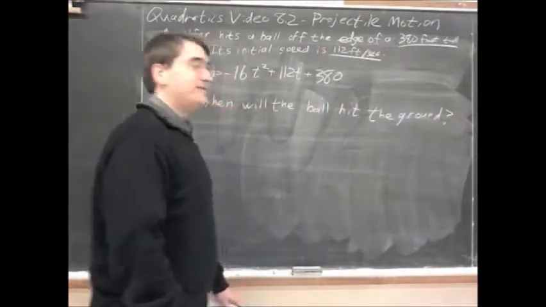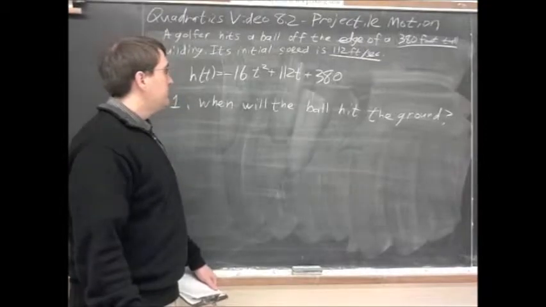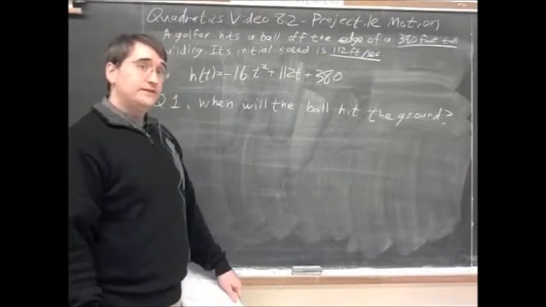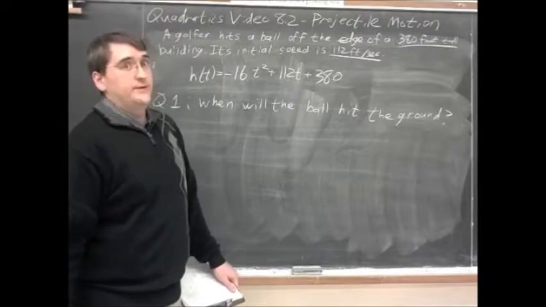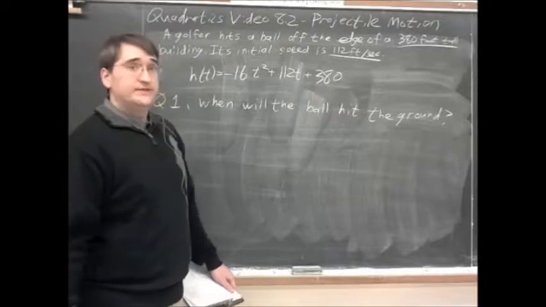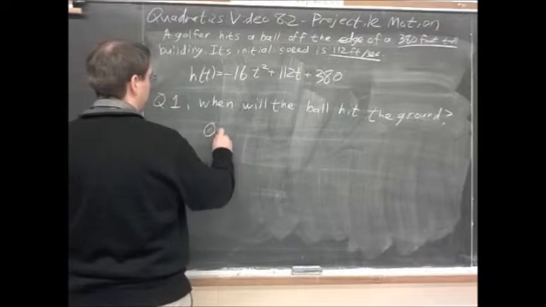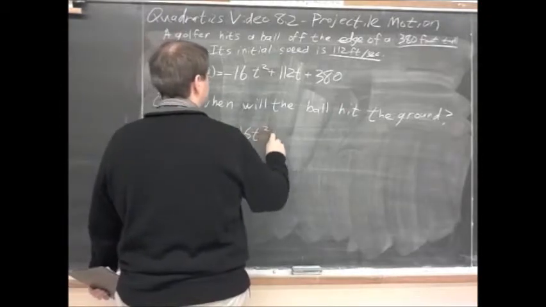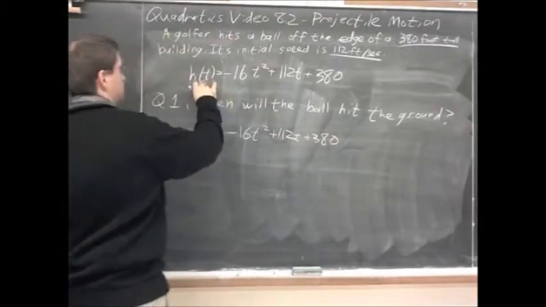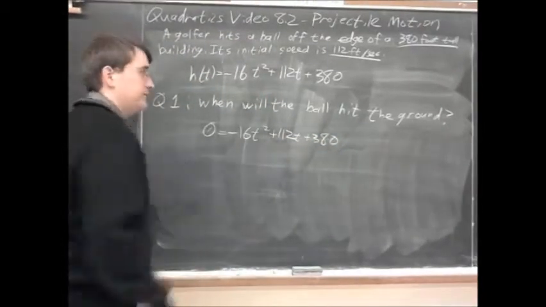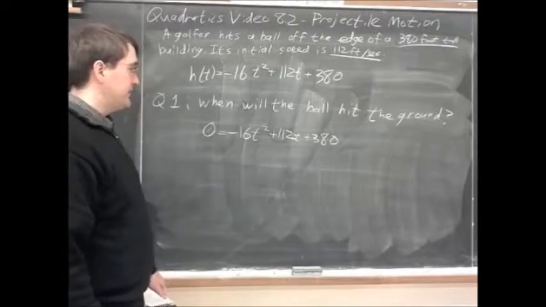So the first question is, what does that mean? What does it mean when the ball is on the ground? Well, how far above the ground is it if it's on the ground? What's its height if the ball's on the ground? It'll be 0. And so that's going to be the key thing here. The height will be 0, and everything else is unchanged. We're going to plug the height in for the height part, and I'm going to solve for t. I want to find the values of t for which this equation becomes 0.